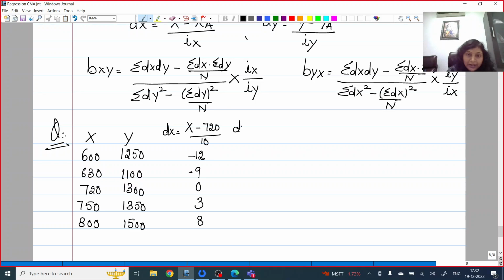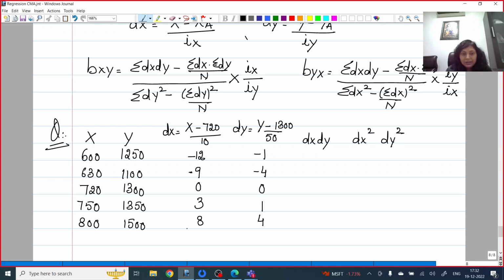Now dy, y minus 1300 divided by 50. So this becomes minus 200 divided by 50, minus 4, this is 0, 50 divided by 50 is 1, and 200 divided by 50 is 4. So this is our dx and dy. So we need dx, dy, dx square and dy square.